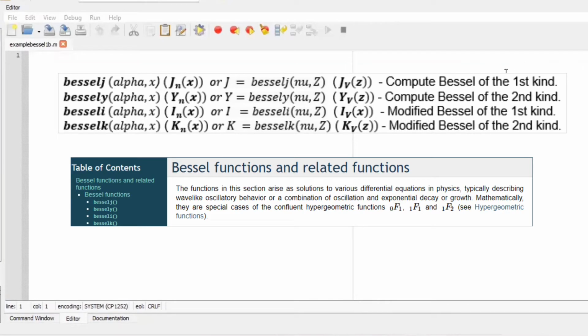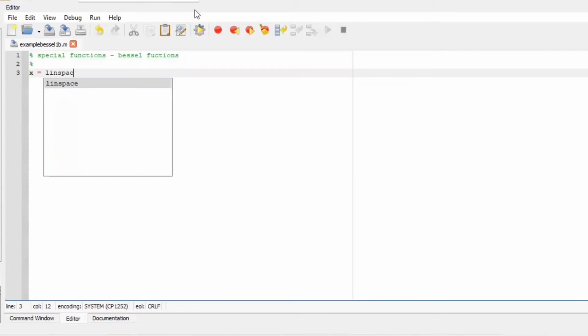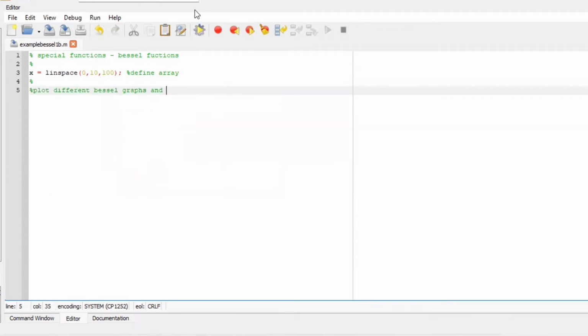Let us look at some Besselj functions and their derivatives. In the previous example, we just looked at Besselj functions but not their derivatives. This time around, let us explore the derivatives. To start, we are going to define our array. We're going to say x equals linspace from 0 to 10 with 100 points.